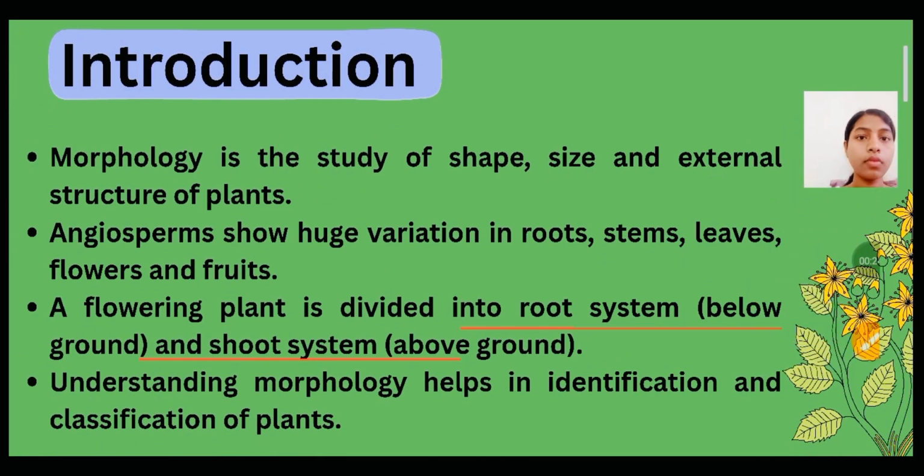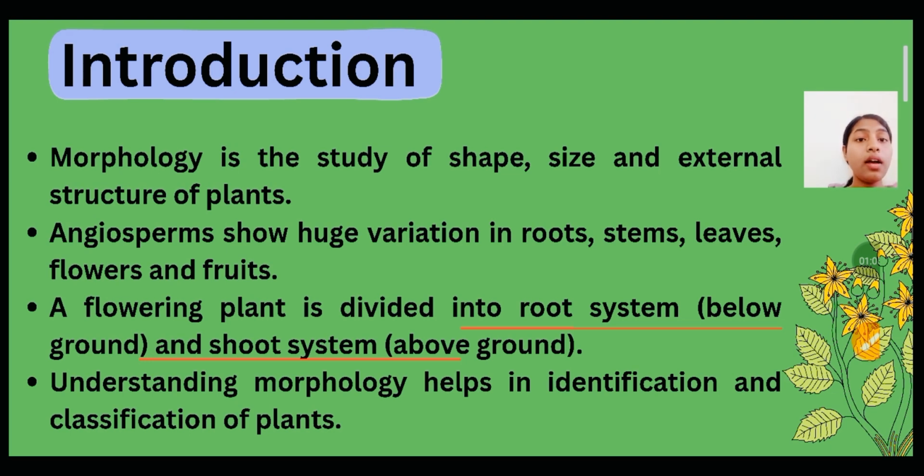Morphology is the study of shape, size and external structure of plants. Angiosperms show huge variation in root, stem, leaves, flower and fruit. A flowering plant is divided into root system and shoot system. As you can see, I already underlined that point. Root system is below ground and shoot system is above ground. And the last point is that understanding morphology helps in identification and classification of plants.